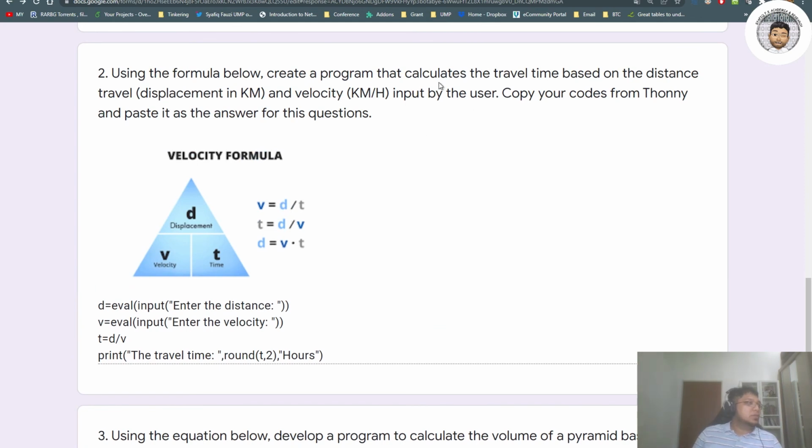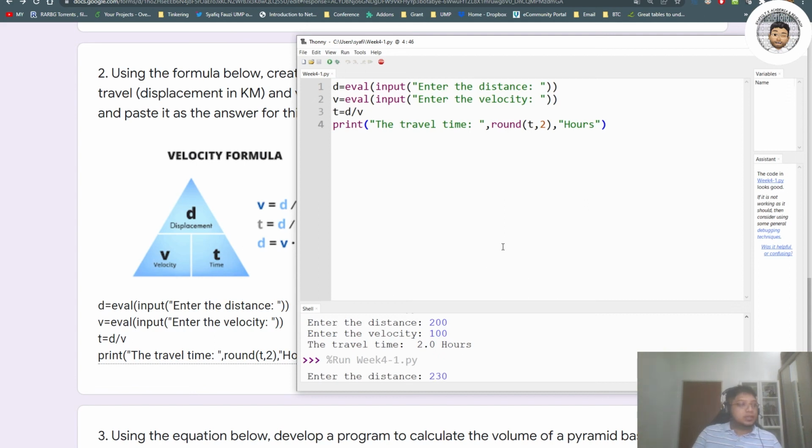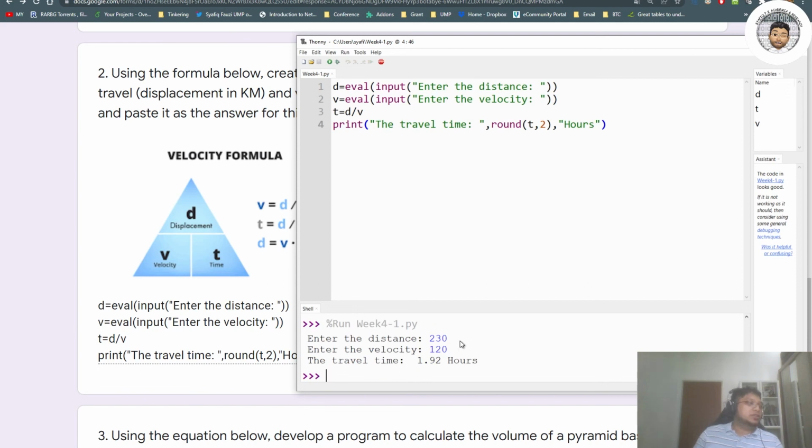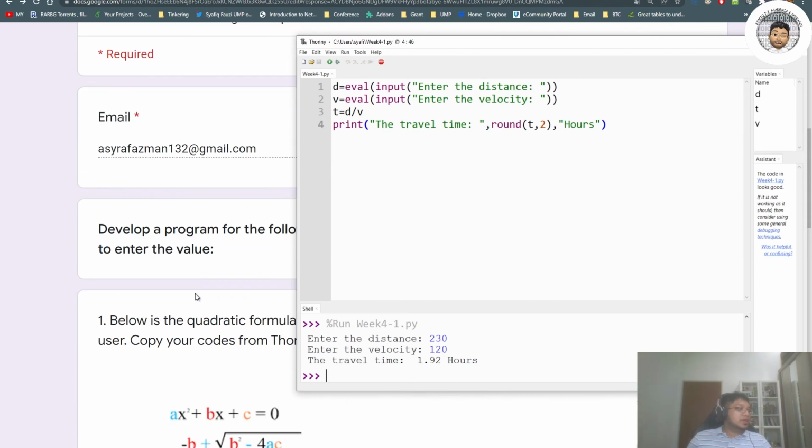Okay, so travel time based on the distance. So here is 200, 100, and then you got 2 hours. So this is a correct one lah. So if for example I put in 230, I got 1.92 hours. Okay, so if he's really good, he converts the 0.92 to minutes lah. Okay, so this is the better one lah. Okay, so this is one example from Ashraf Azman.